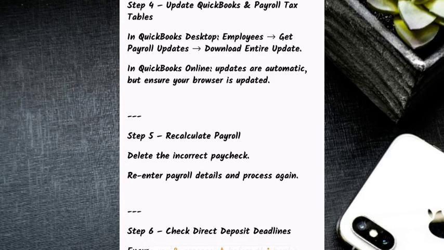Step 5 is to recalculate payroll. Just delete the incorrect paycheck and then re-enter payroll details and try to process again.